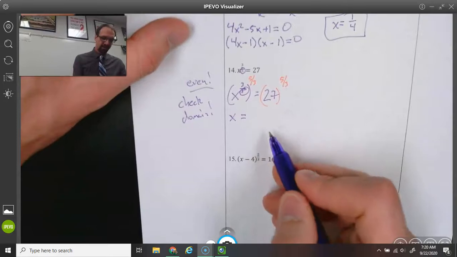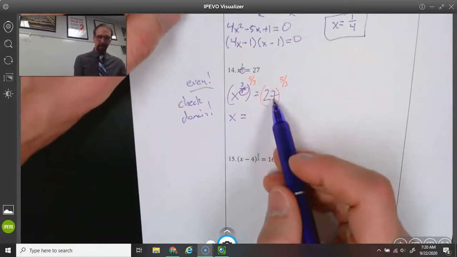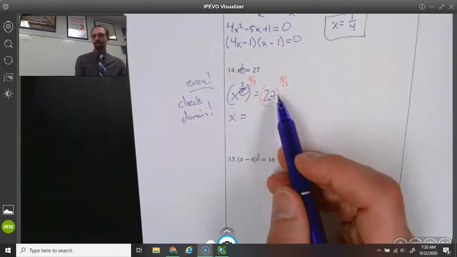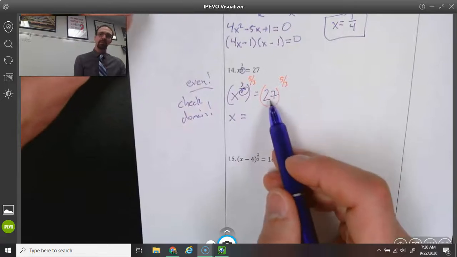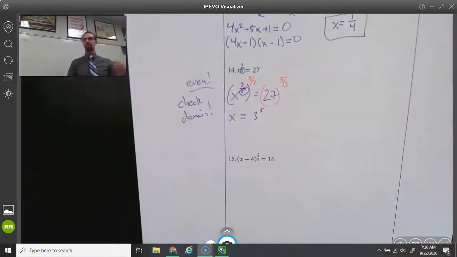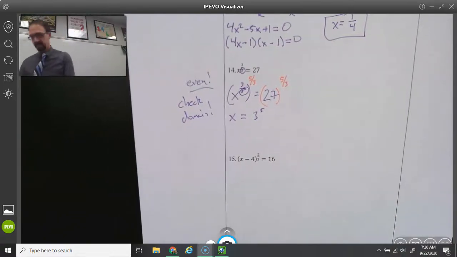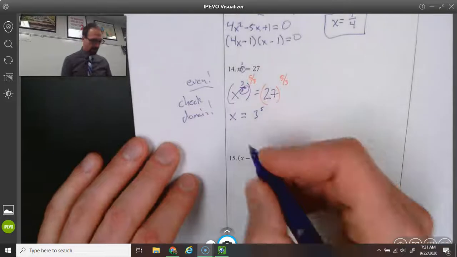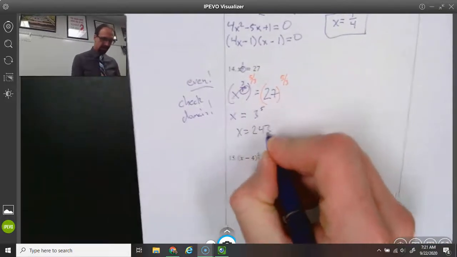So then 27 to the 5/3 power. A lot of students are like, what do I do? 27 to the 5/3 power. Grab your calculator if you want. I see that it's the cubed root of 27, so I know that's 3. So I'm just going to have 3 to the 5th power, and I wish I knew what that was off the top of my head. I'm going to grab my handy-dandy calculator, and 3 to the 5th power is 243. So I get x equals 243.